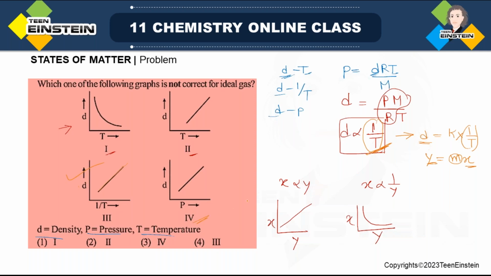And what about 4? 4 is D versus P. Now here, if you consider this equation, D and P, this part we have to fix. So D is now directly related to P. So it is directly proportional. And when anything is directly proportional, we have to follow this type of nature of curve. So that is why this is also correct. Only this one is not correct. Fine. So option 2 is the correct option, because in option 2 we have curve number 2, right? Which one of the following graphs is not correct? It is option 2, second curve.